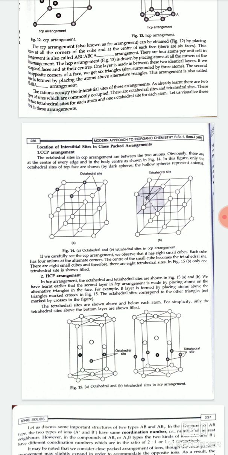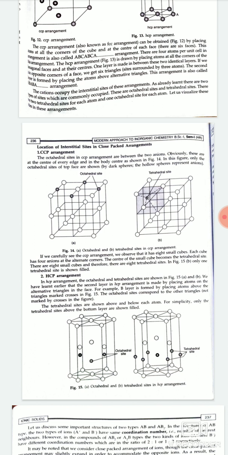The octahedral sites in the CCP arrangement are between the two anions. Obviously, these are at the center of every edge and in the body center. In this figure, only the octahedral sites of the top face are shown by dark spheres, and the hollow spheres represent anions. If we carefully see the CCP arrangement, we observe that it has 8 small cubes. Each cube has 4 anions at alternate corners. The center of the small cube becomes the tetrahedral site. There are 8 small cubes and therefore there are 8 tetrahedral sites.